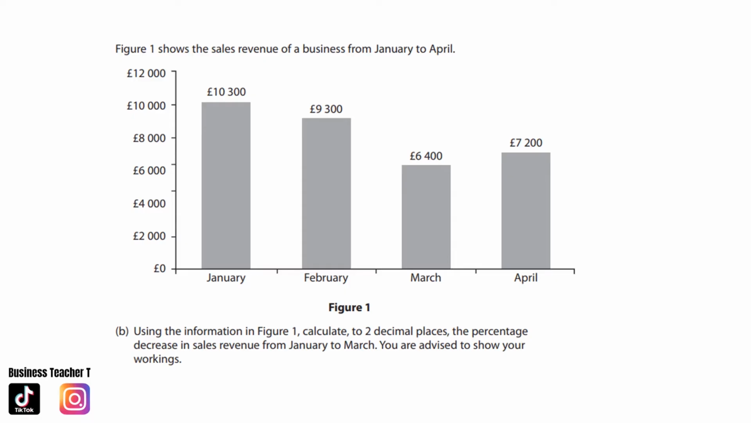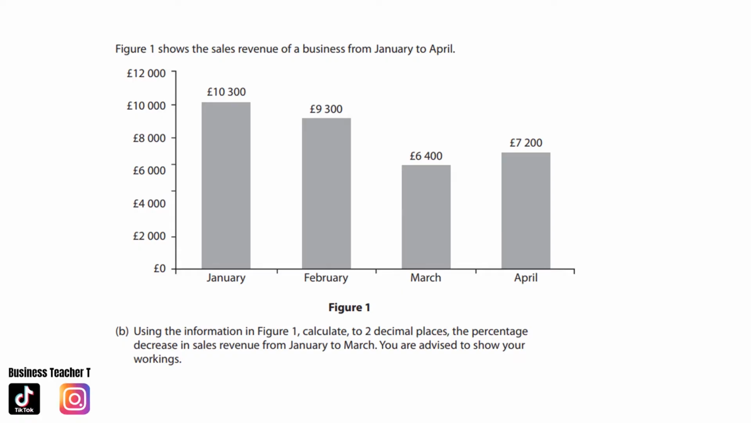Next question. Figure 1 shows the sales revenue of a business from January to April. Using the information in Figure 1, calculate to two decimal places the percentage decrease in sales revenue from January to March. You are advised to show your workings. So for this question, we need to calculate percentage change. So that's change over original times by 100, or new minus old divided by old times by 100.